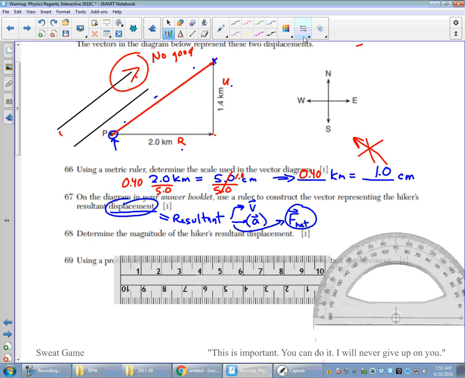One side at a time. Drag back, drag back. There it is. And so I have not actually extended the length of my vector. Key. All right. Determine the magnitude of the resultant displacement.